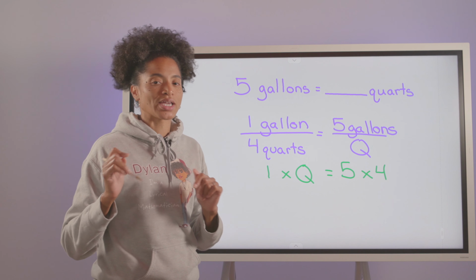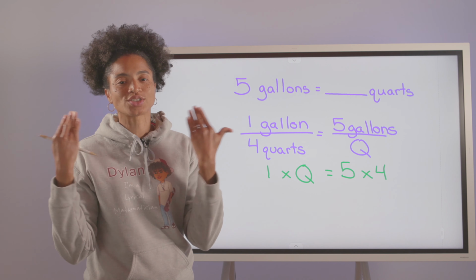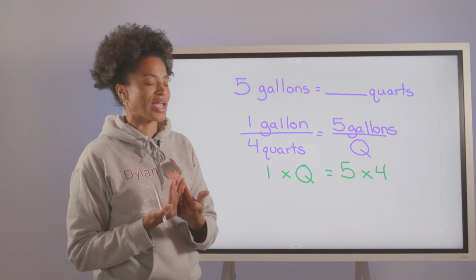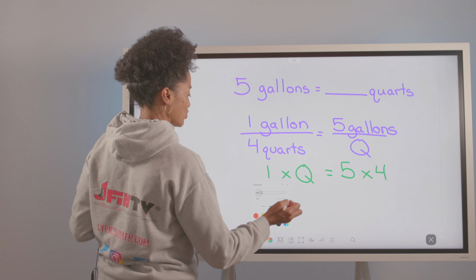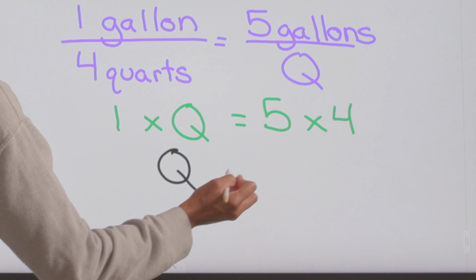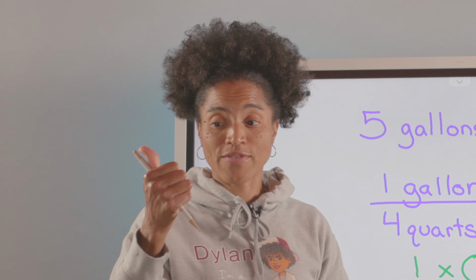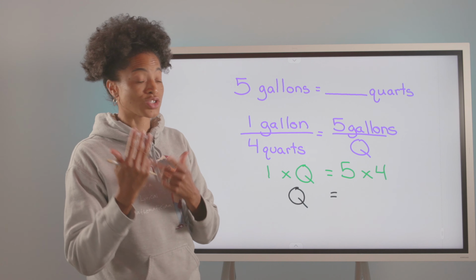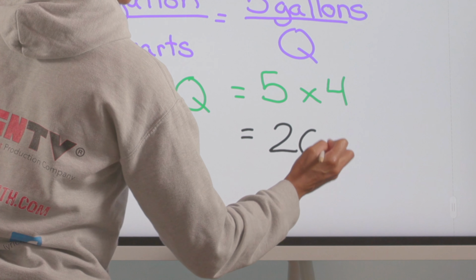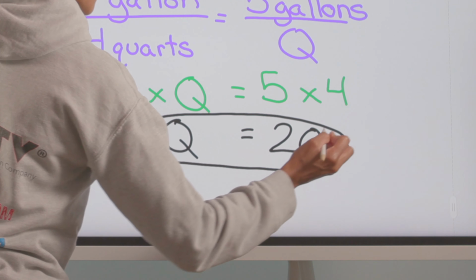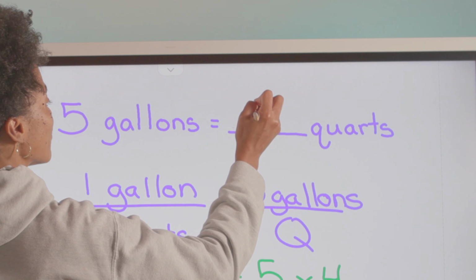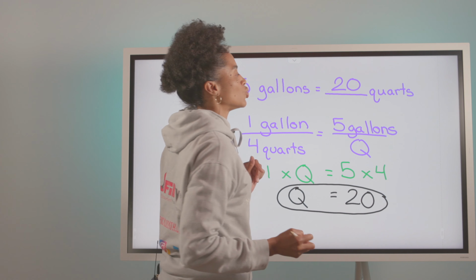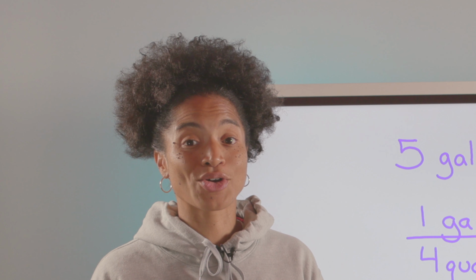Bring everything all together. Bring it all home. What should the last line look like? 1 times Q is going to give us Q, and 5 times 4 is giving us 5, 10, 15, 20. And just like that, we have our answer for our second example. We now know that 5 gallons are equal to 20 quarts.